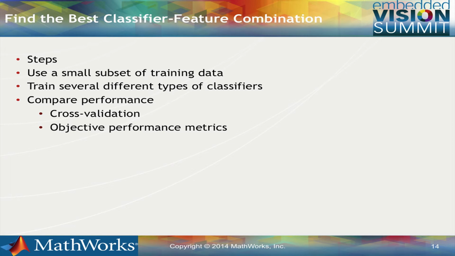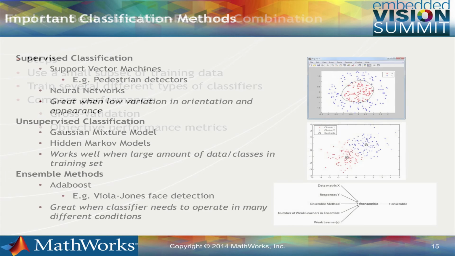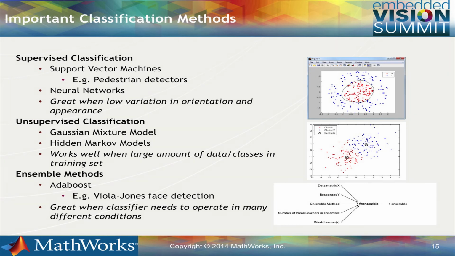And the next thing, obviously, is to train several different types of classifiers so you can figure out what works best for your feature type. And then you compare the performance of the different classifiers, which I'll address in a second. Now I know I just talked about classifiers, so let's go over some of the popular classification methods that you see nowadays.